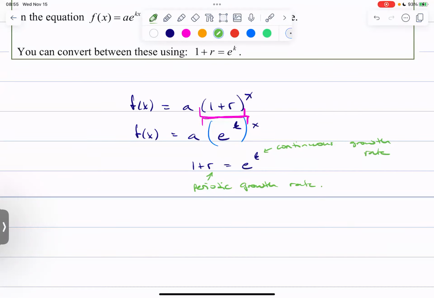So you might want to solve for r, given some continuous growth rate, e to the power of k, and then minus 1 gives you r. Or if you're trying to solve for k, you're going to need to involve some logs, probably a natural log, in order to bring down that k.